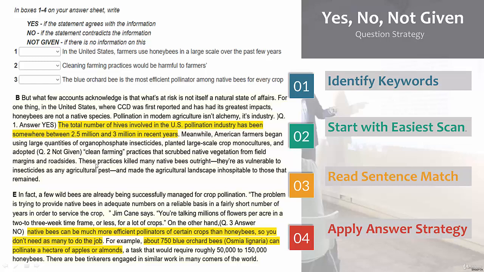So you look in paragraph E, and it says, on the other hand, native bees can be much more efficient pollinators of certain crops than honeybees, so you don't need as many to do the job. For example, again, these two sentences are connected because it says, for example, about 750 blue orchard bees can pollinate a hectare of apples or almonds. So this is clearly an answer that is going to be no, because in the question, it says they're the most efficient for every crop. In the passage, it says they're more efficient for apples or orchard crops, right? This is different. They're saying something different. In the question, they said every crop. In the passage, it said for apples and almonds. That means it's limited to 2.